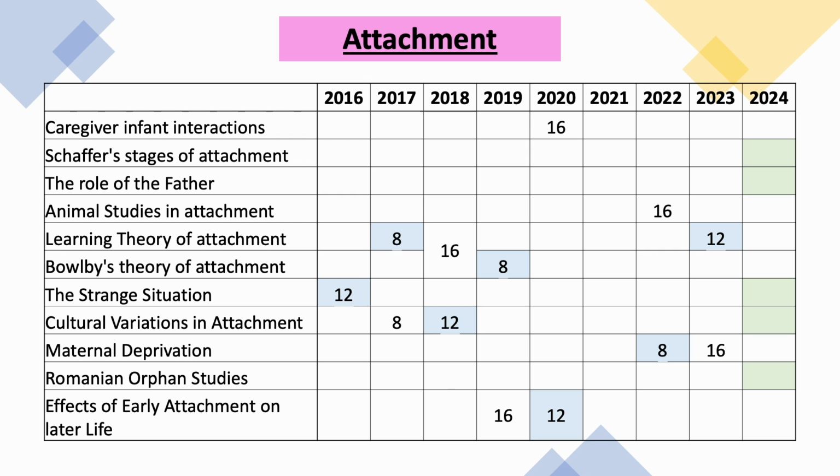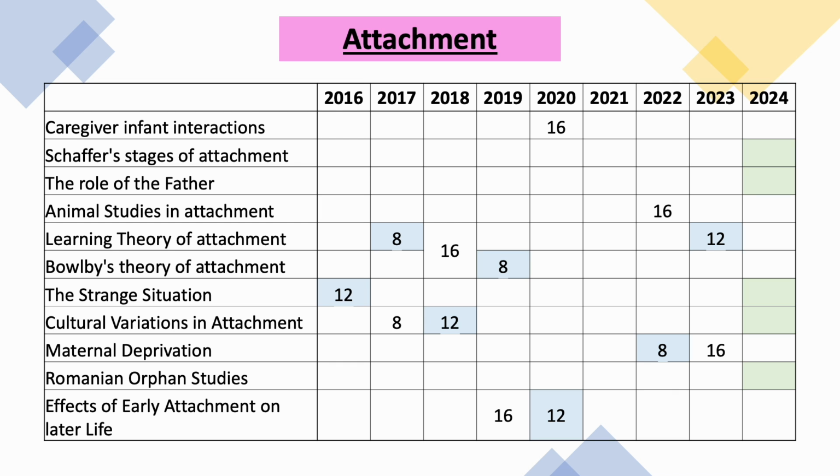So I haven't included them in my prediction, but keep them in mind as a possibility because it has been a little while for Bowlby's theory, at least, since it's featured in an A-level paper, and the learning theory of attachment featured last year in an AS paper. And so with that whole idea of reusing questions in mind, that might just be something to practice.